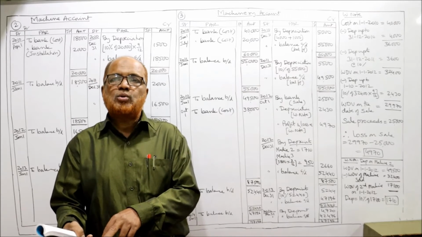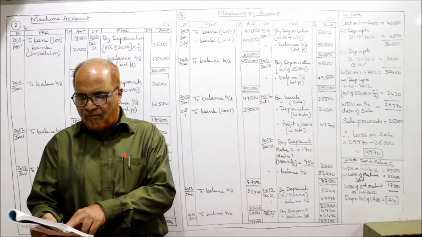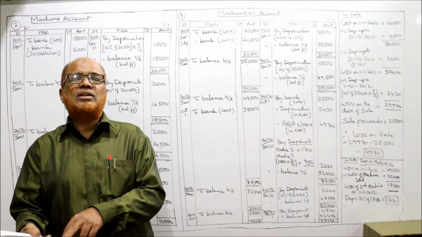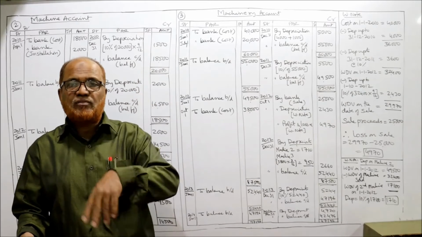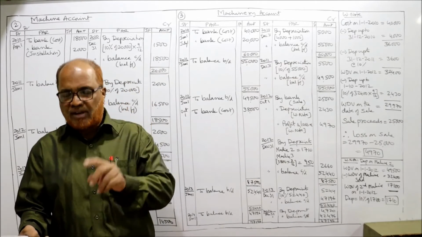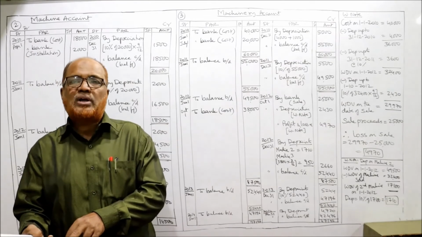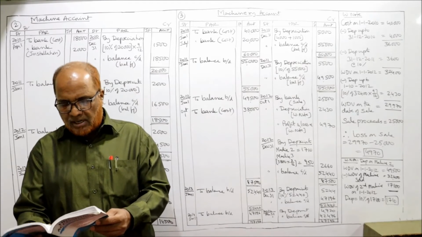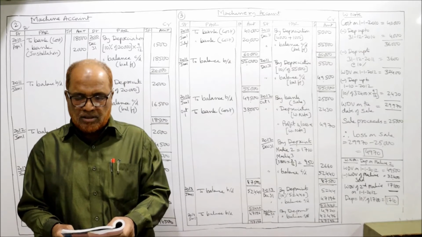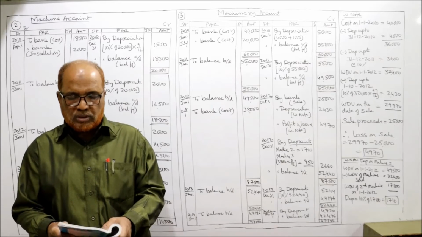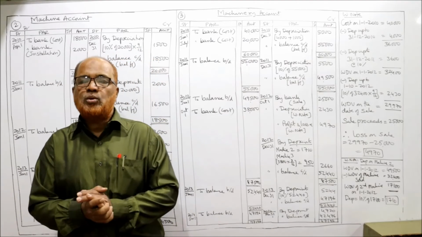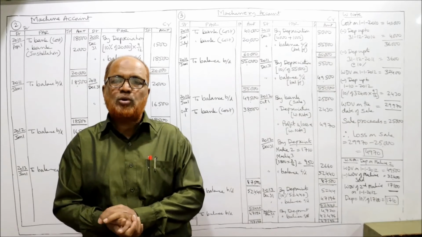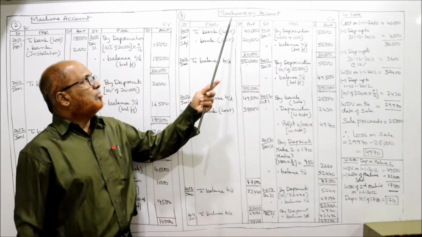On 1st October 2012, the machinery acquired on 1st January 2010 was sold for 25,000. That means on 1st October 2012, the first machine was sold, which was purchased on 1st January 2010, at rupees 25,000. And on the same date, a new machine was purchased for 38,000. Assuming 10% depreciation is charged under the diminishing balance method, show the machinery account up to 31st December 2014. So we have to follow the diminishing balance method, 10% rate of depreciation. So see here, machinery account.